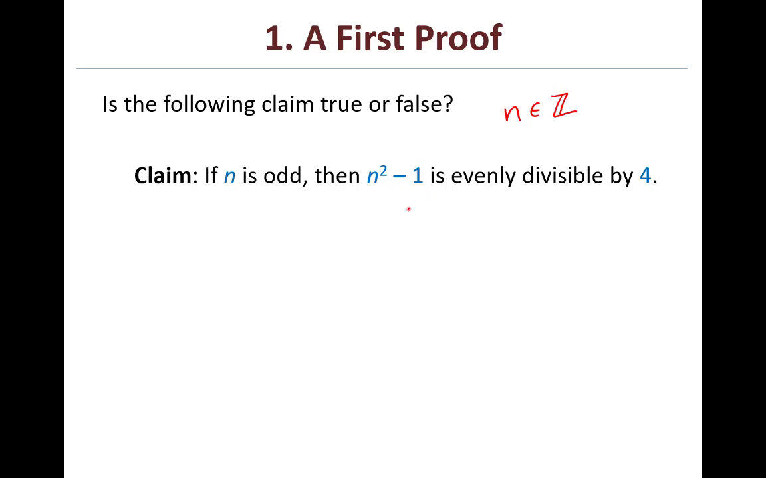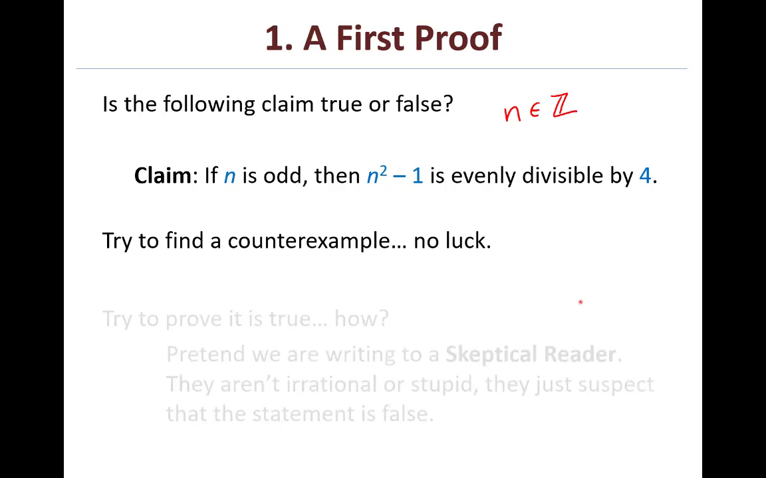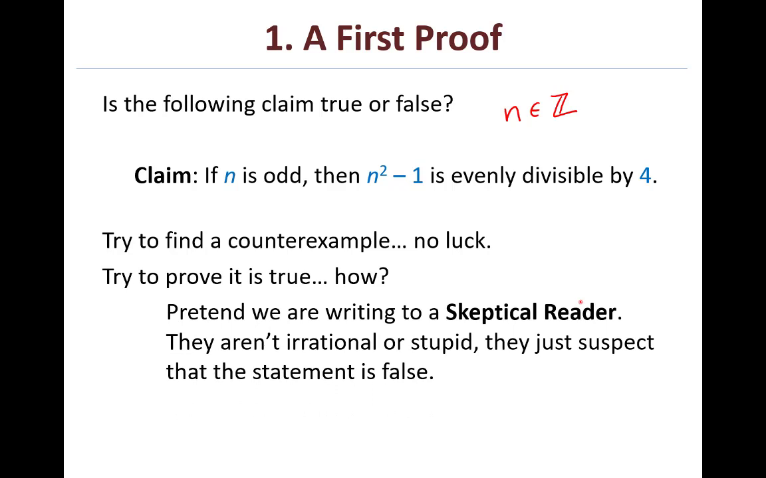Well, it looks like if you try a few odd numbers, everything that you get out, n squared minus 1, is evenly divisible by 4. We don't really see any counterexamples. So if we try to find a counterexample, we'll be out of luck. You just can't do it. So how do we prove that it's actually true?